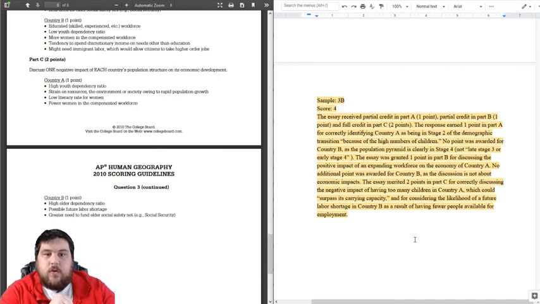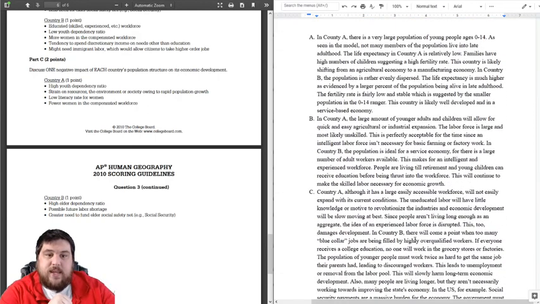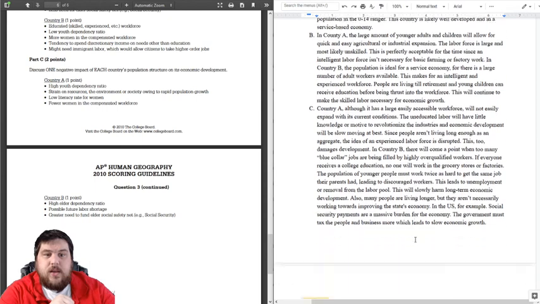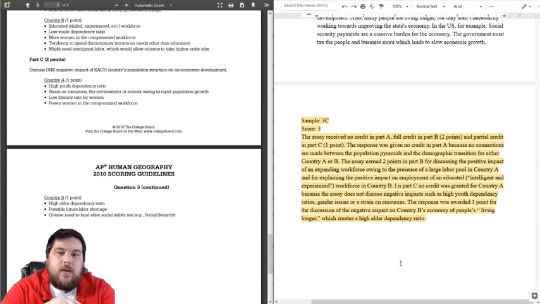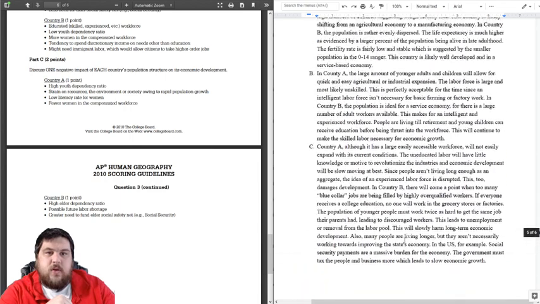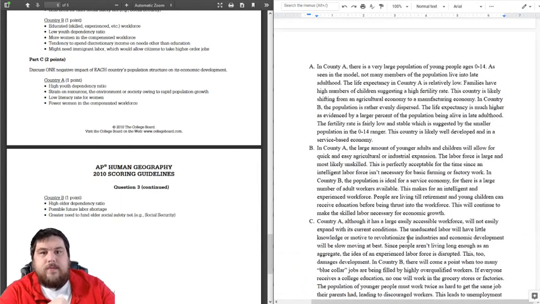So we have a score of 4, this one, and then we have a final essay, which is the longest of the 3, which received a score of 3. So let's look at this lower scoring one first. The essay received no credit in Part A. So let's see what they did wrong in Part A.